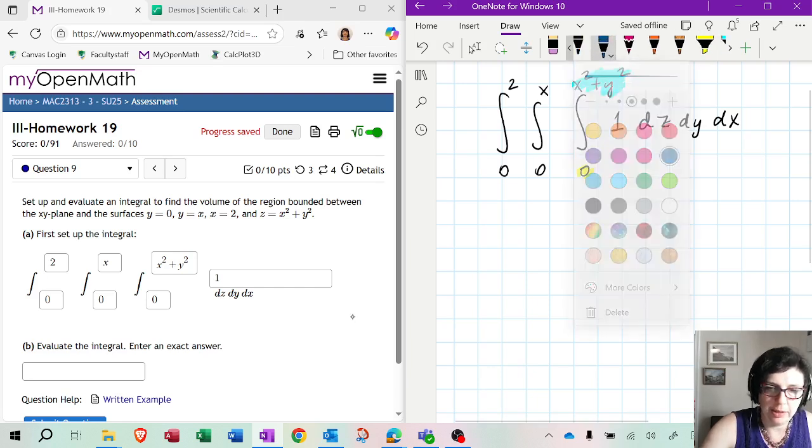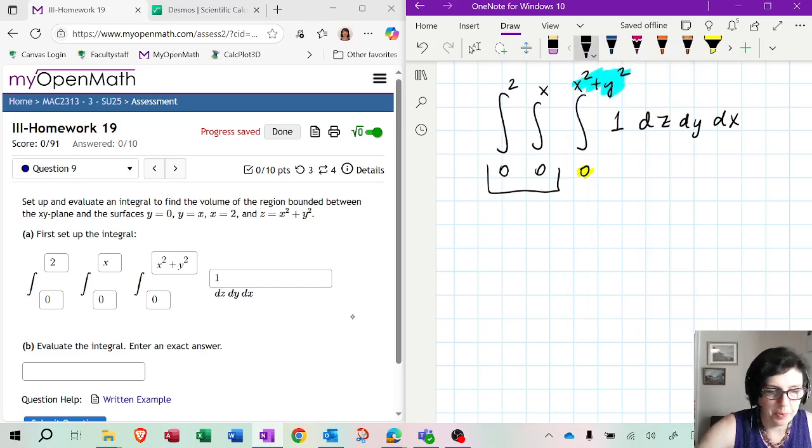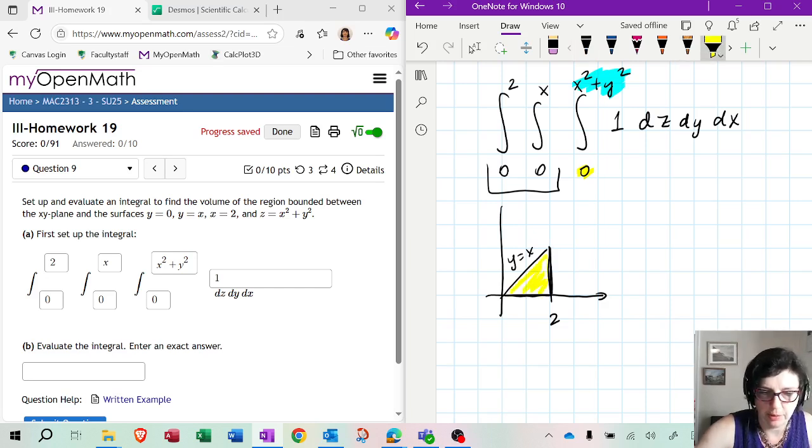And then these limits came from the projection over this thing on the xy plane, which is the triangle, as we had the picture there, but I just want to draw it again so that you can see it. This is y equals x. This is x equals 2 right here. And so you are integrating over this thing. Right? These limits are just like double integrals. If you know the projection, these limits are just double integral limits.